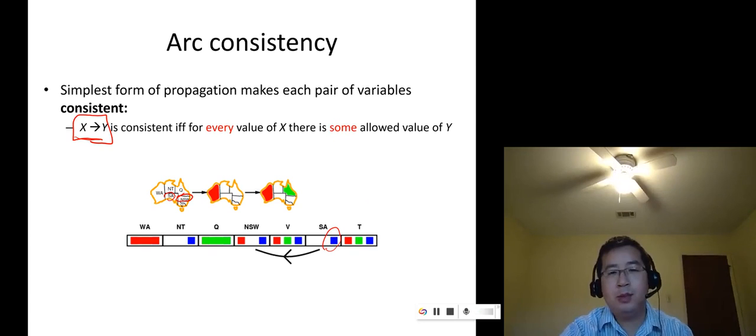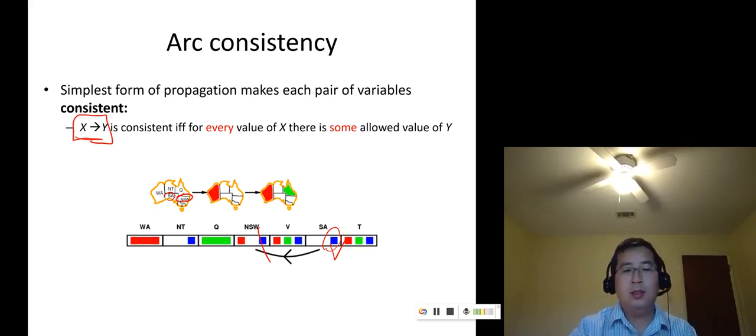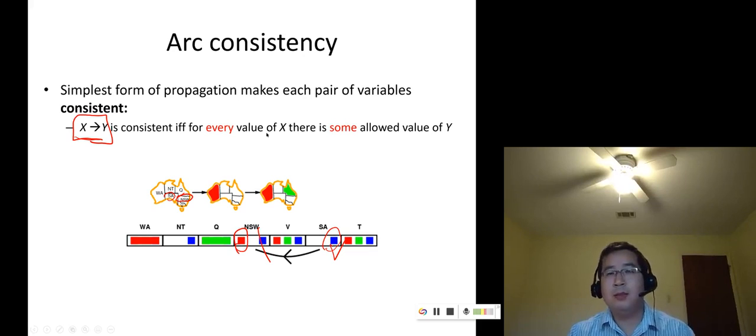So NSW cannot choose blue. If this chooses blue, this one cannot choose blue. But is there some allowed value for NSW to choose? Yes, because NSW still has a value to choose. So if for every value of X there is some allowed value for Y, that means Y still can be assigned. So this is the arc consistency. This is consistent.